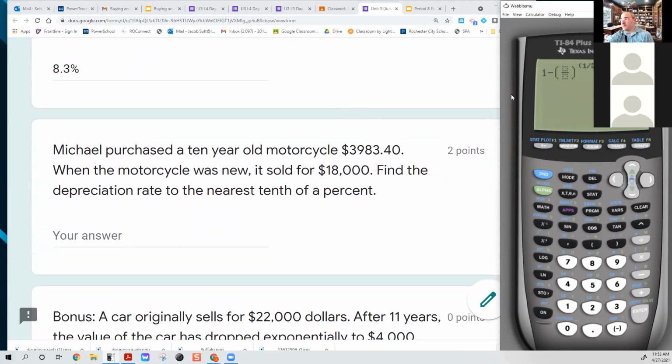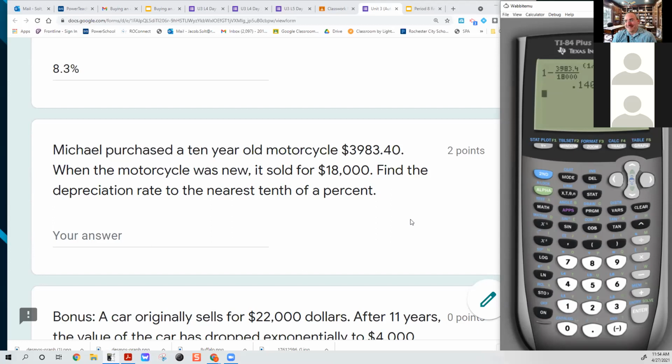Okay, so I'm going to go back to my Michael problem. Here's my Michael problem. What's the original price of the car? Oh, the now price is $3,983.40. The price it was originally sold at was $18,000. How many years? It was 10 years this thing has been depreciating. So I'm going to raise it to the power of 1 over 10. Is that everything? I press enter. That looks pretty good. How do I interpret this? The rate is, what percentage is that expressed as a decimal?